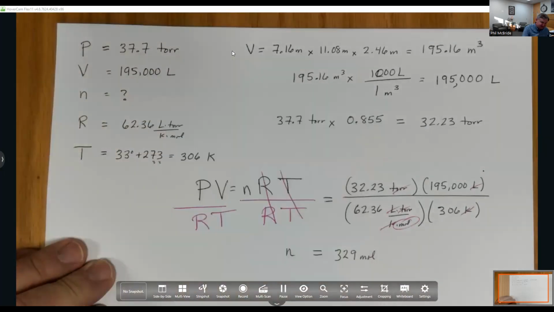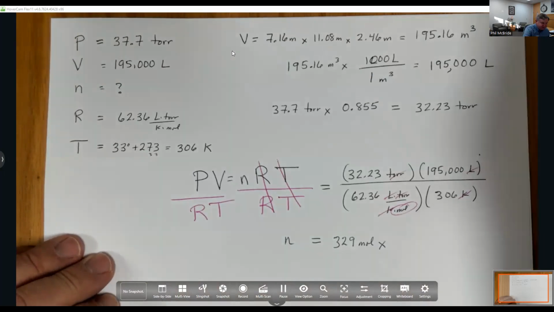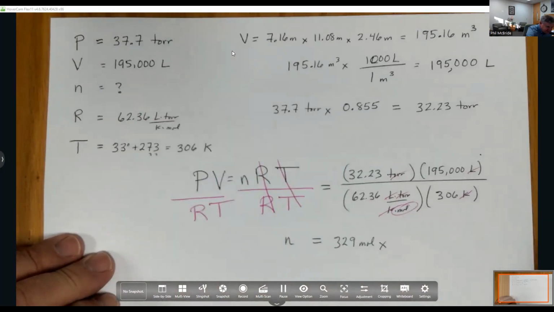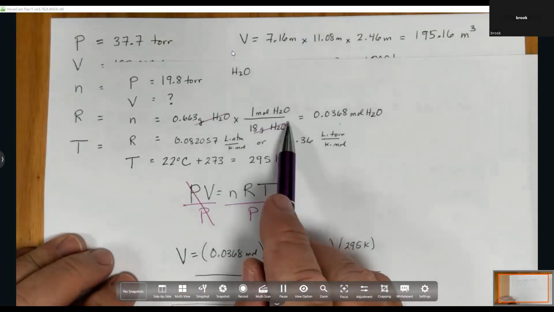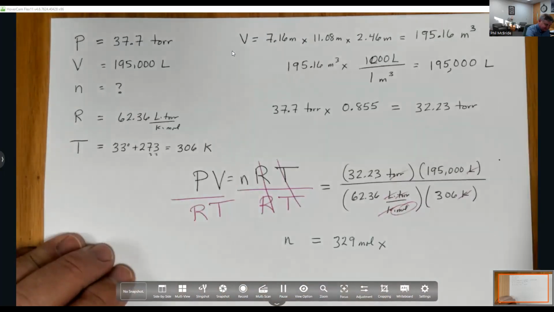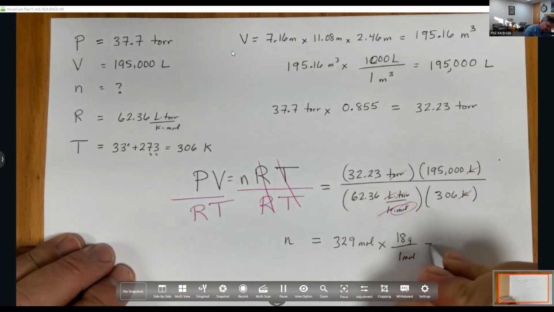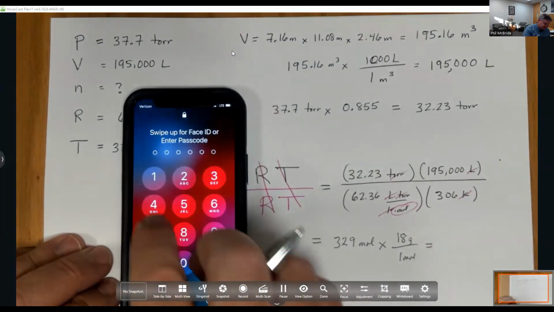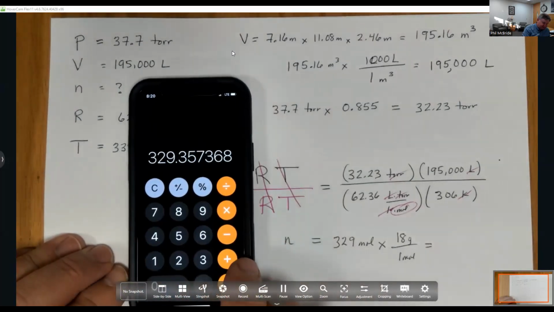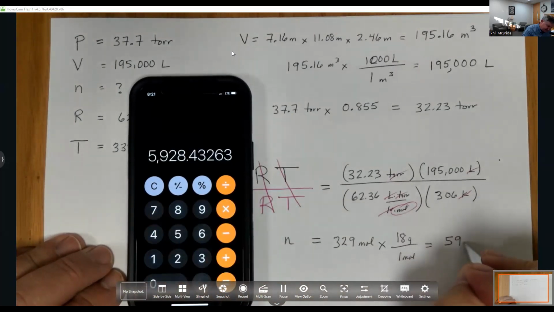And then how do I change that to grams? Remember from our last problem, molar mass. The molar mass of water was 18 grams, so times 18 grams in 1 mole. So let's take in our answer. 329 times 18 looks like 5,928 grams of water.